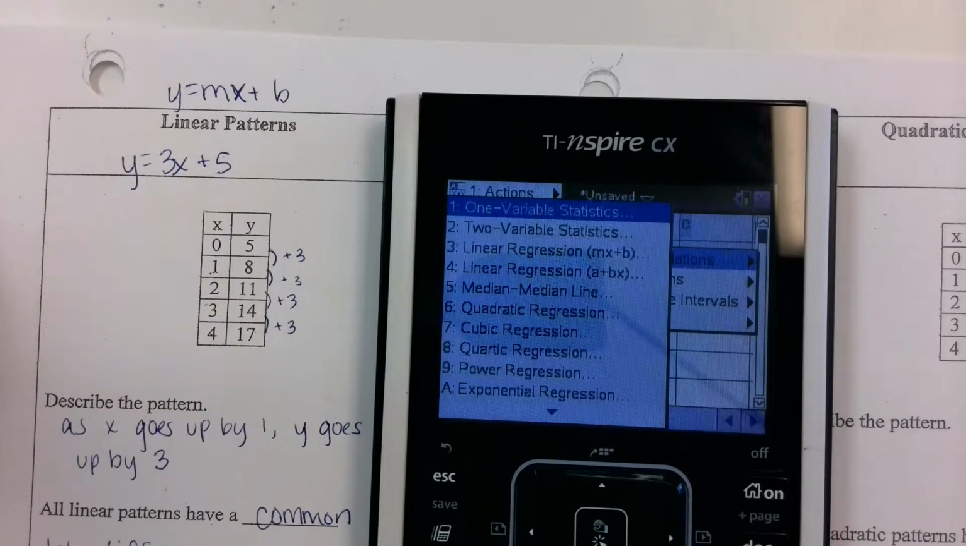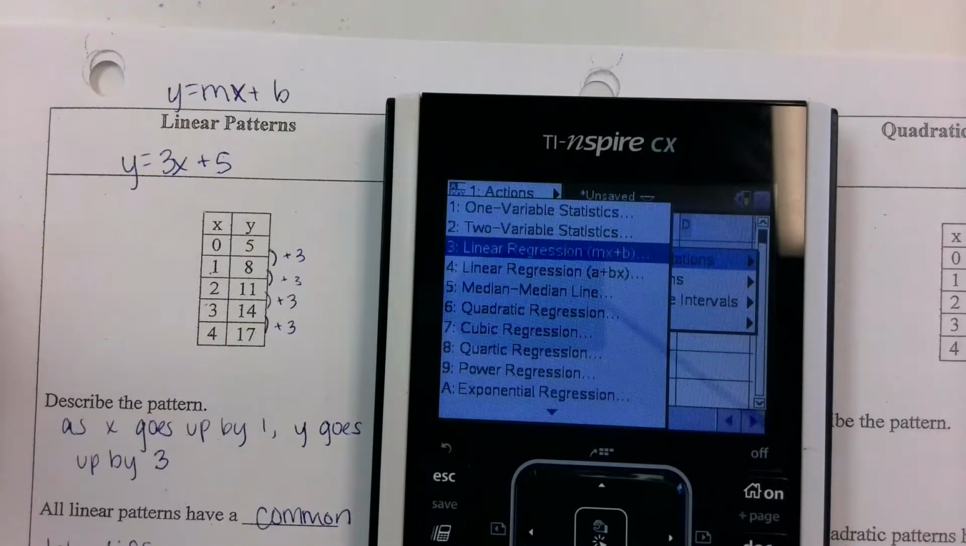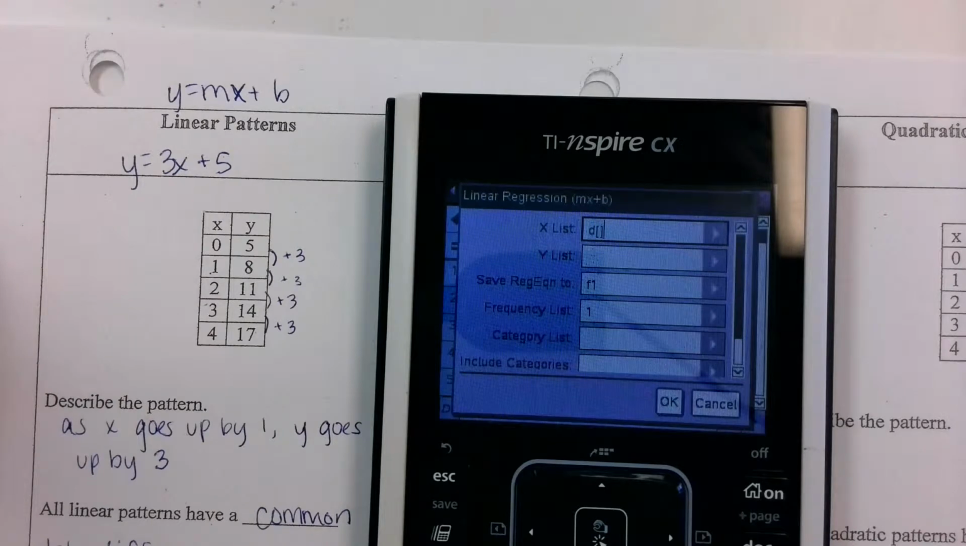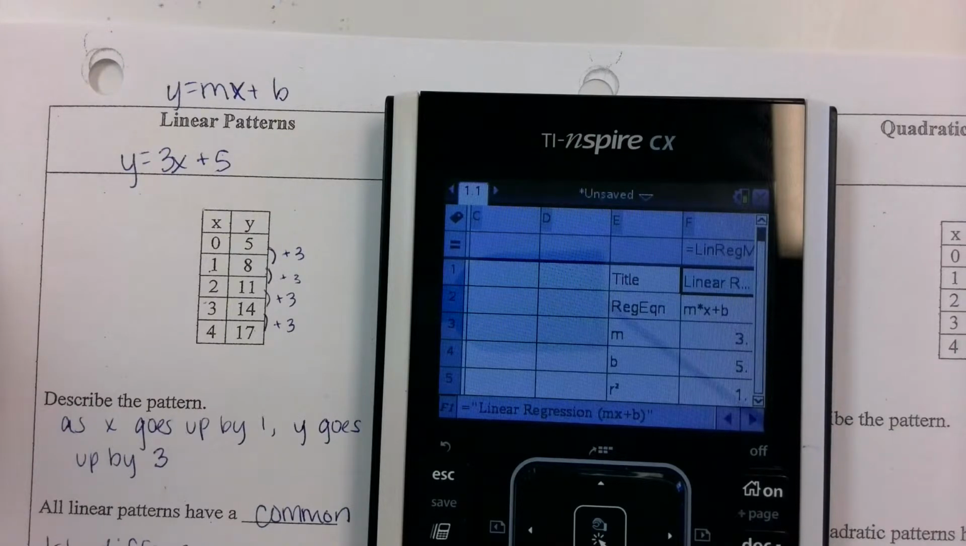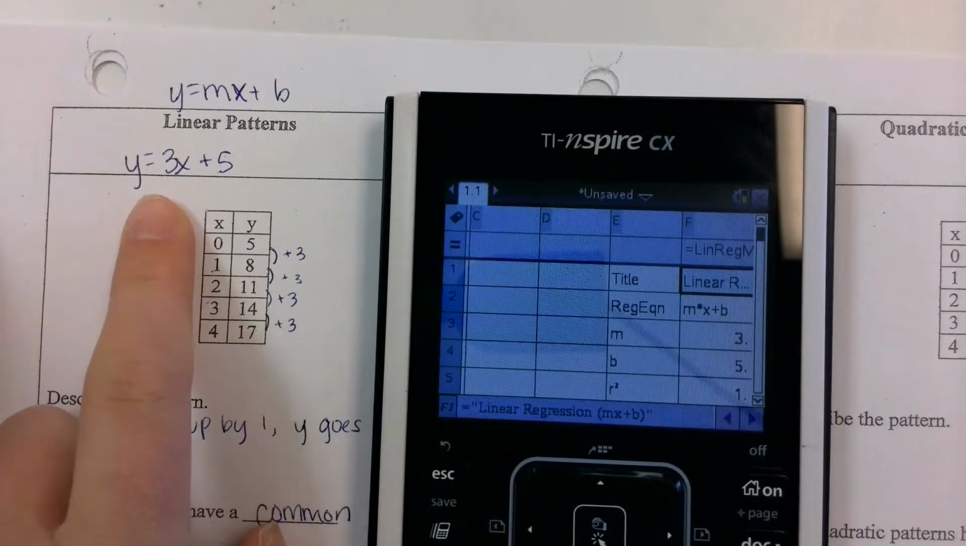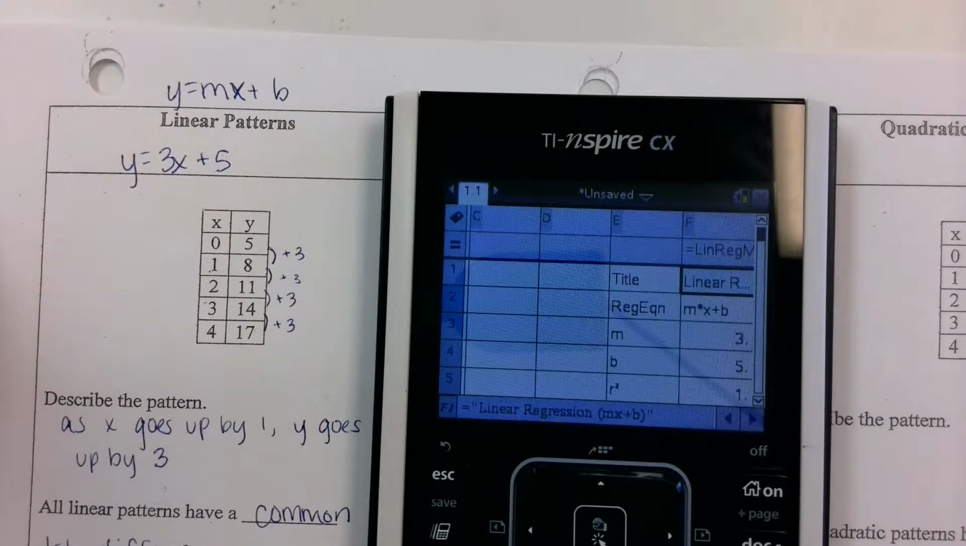Then what do we choose? Mx plus b, right? Because this is a line, linear regression, right? So we're going to hit that, and we'll type in x for x, y for y, enter, enter. And what did it tell us our m was supposed to be? 3, and we got that. What did it tell us your b is supposed to be? 5, we got that as well. So are we correct? Heck yeah. Is that okay?